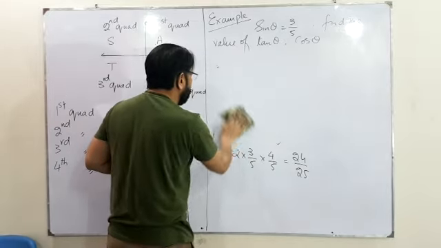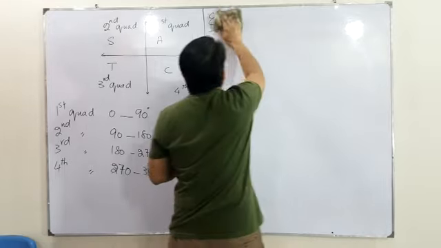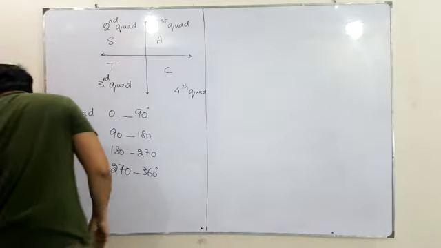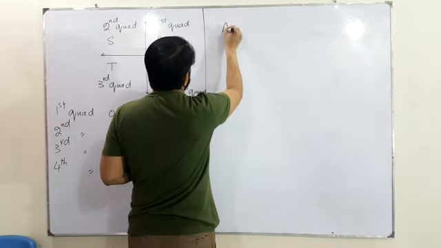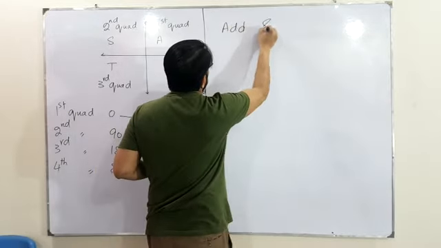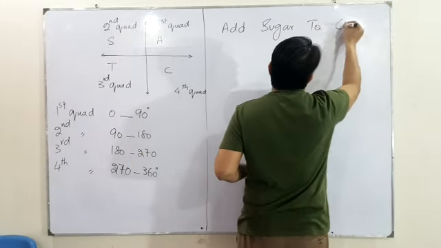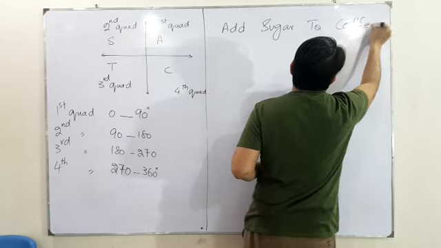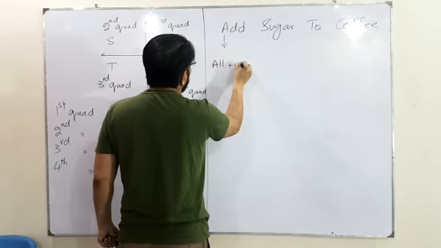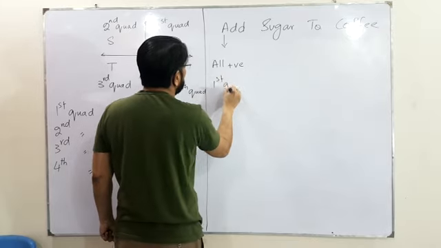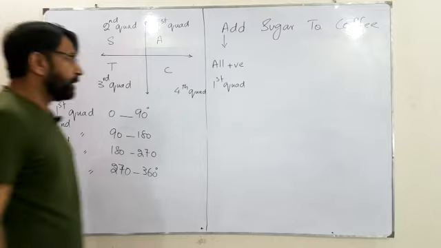This we normally ask the students, how can we keep in your mind, this is a sentence: add sugar to coffee. Add is for A, so it's all positive. This is the first quadrant in which all the trigonometric ratios give you a positive answer.